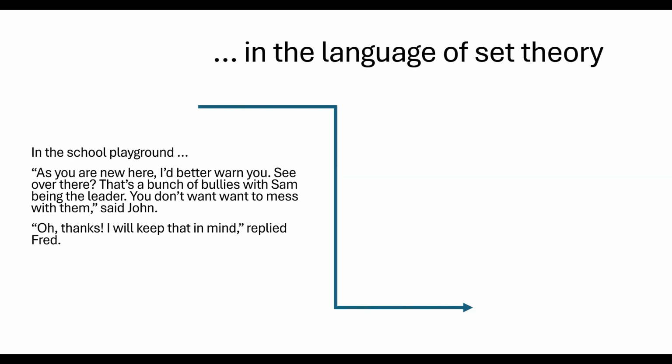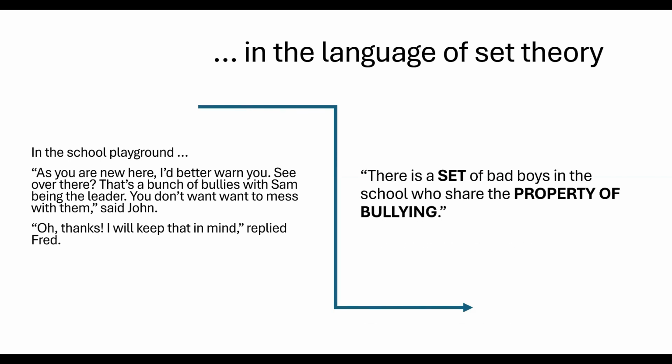Okay, so this is a casual conversation between two boys, but buried under it, there's some information that we want to know. Now, in the language of set theory, this is what is inside it. There is a set or a group of bad boys in a school who share the property of bullying. So John actually referred to a group of boys in the school who share a certain property.